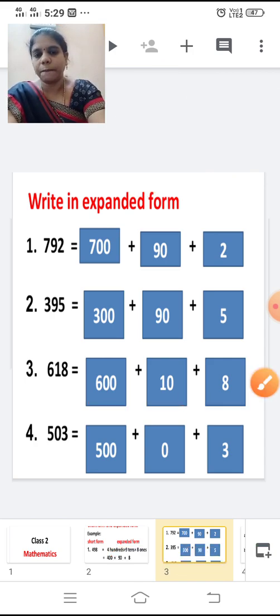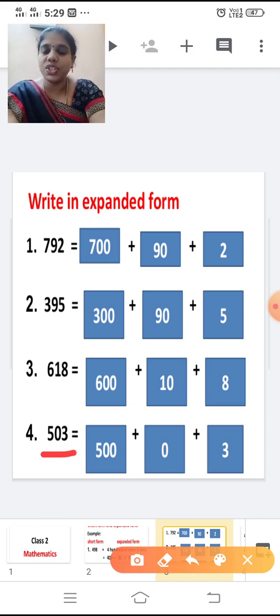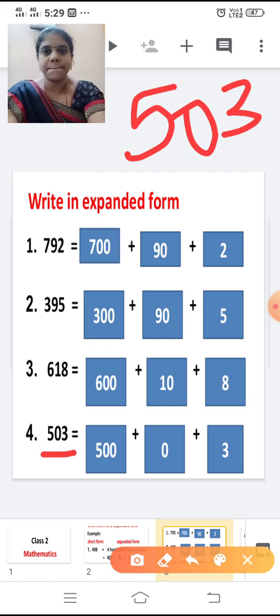Last one, 503. This we are going to write in the expanded form. Now tell me, 3 is in the ones place, 0 in the tens place, and 5 in the hundreds place. While writing you have to start from the leftmost part, right? So 5 is in which place? It is in the hundreds place. So write 500.